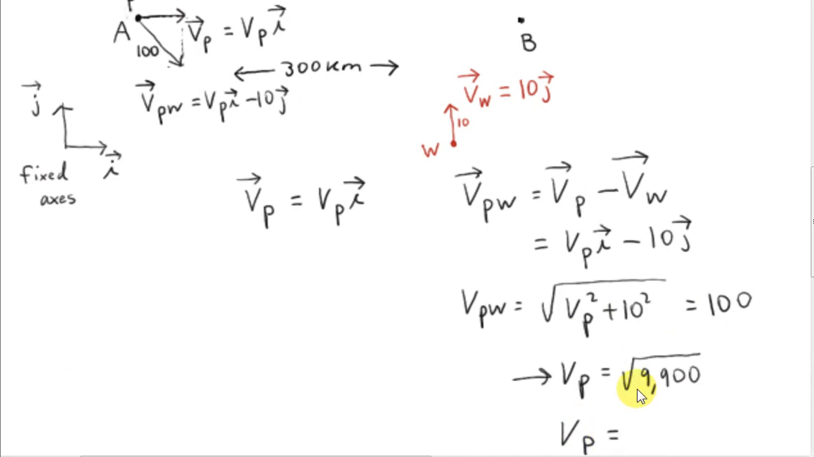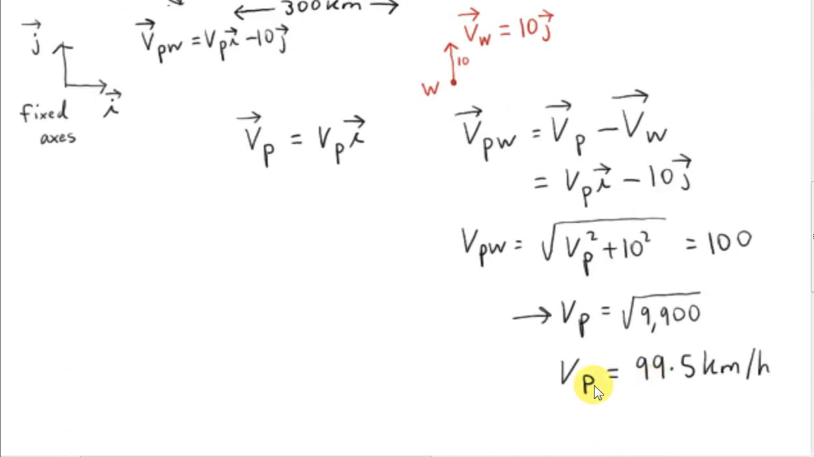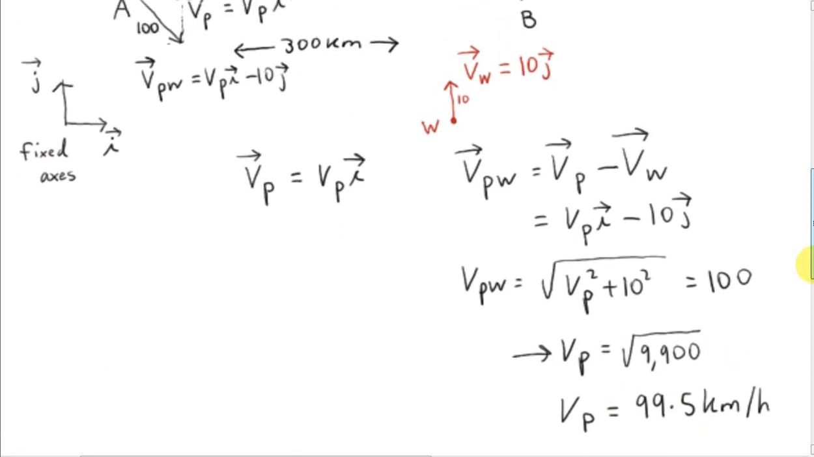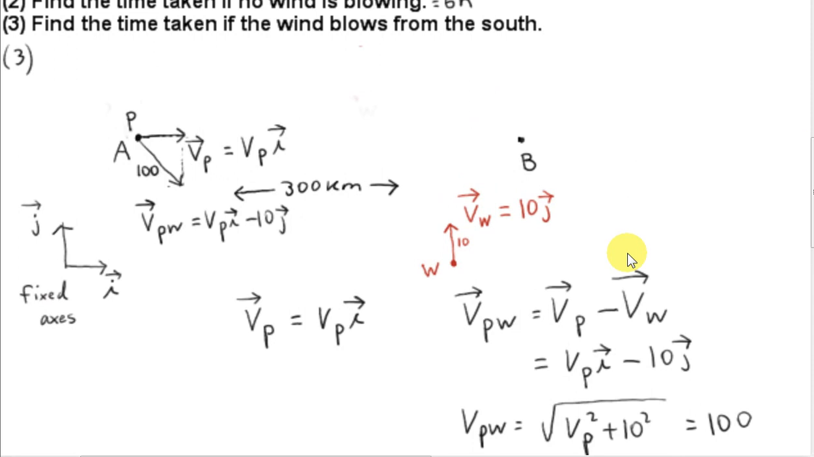So we can get the speed of the plane. So the speed of the plane is 99.5 kilometers per hour. The plane is moving from A to B with that speed. Now it should be clear that the plane will move from B to A with the same speed. The wind is blowing from the south, so there's no real change as far as the plane is concerned when it flies from A to B and when it flies from B to A.